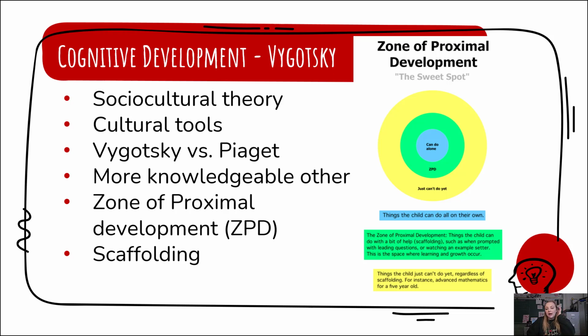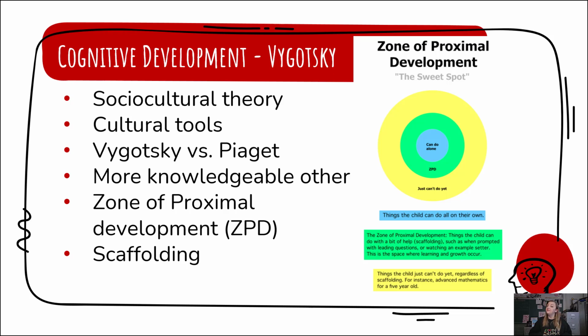Vygotsky places a greater emphasis on the role of social interaction, specifically with the idea of a more knowledgeable other. A more knowledgeable other, or MKO, can be a teacher, a parent, or other peers that know a little bit more. And this person, the MKO, is a driving force in development. Piaget, on the other hand, really focuses on that child's independent exploration of the world around them, rather than relying upon a more knowledgeable other.